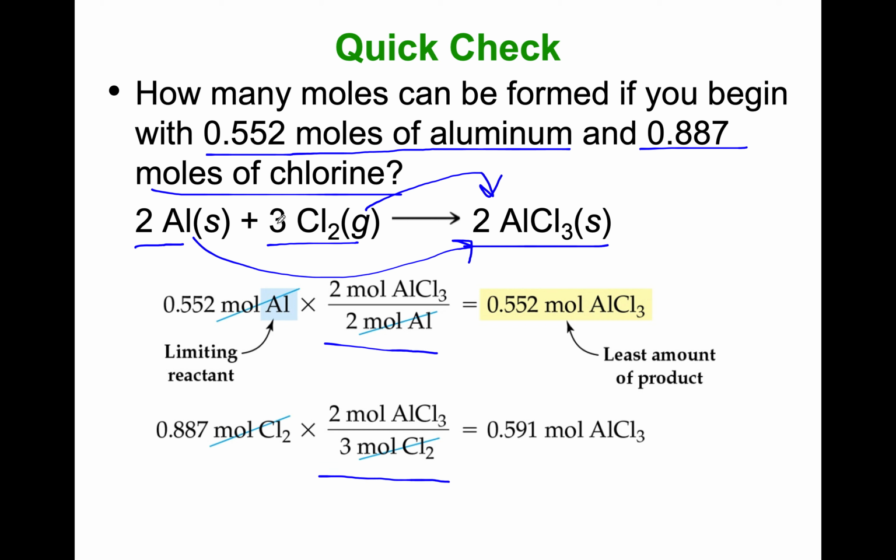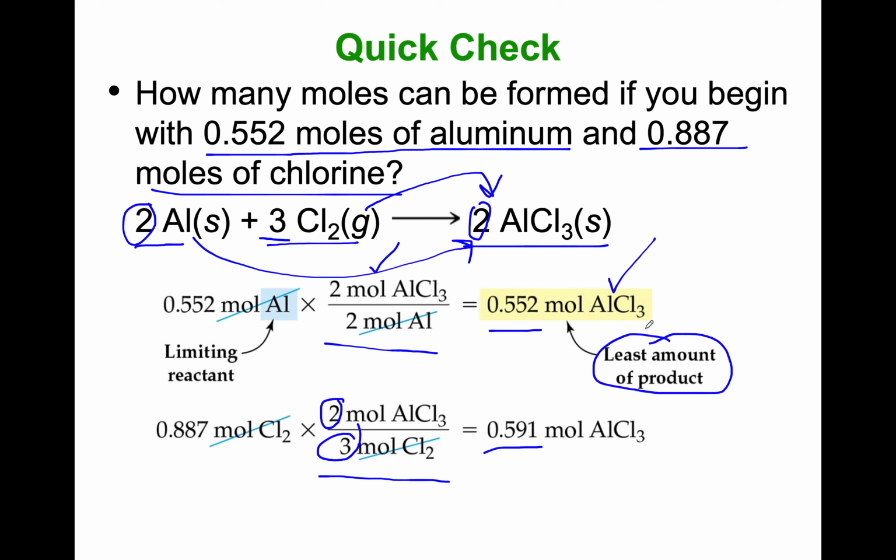You can see here it comes from the chemical equation, so that's 2 aluminum chloride. That takes care of that one. This is 3 moles of chlorine here, 2 moles of aluminum chloride. Do the math, we get 0.591, 0.552. This is a smaller number. That's the least amount of product.